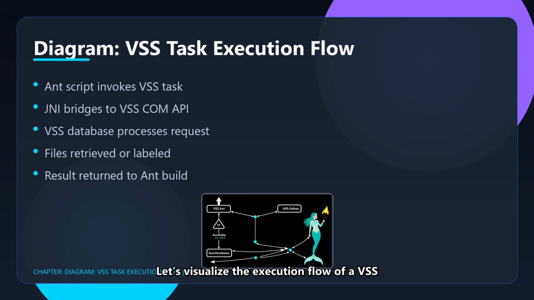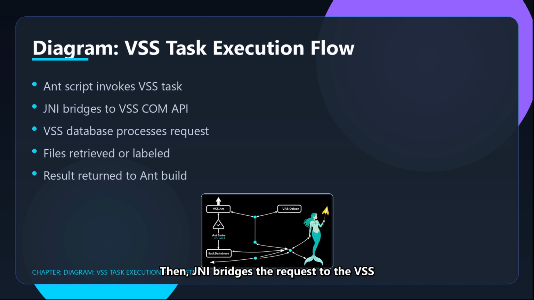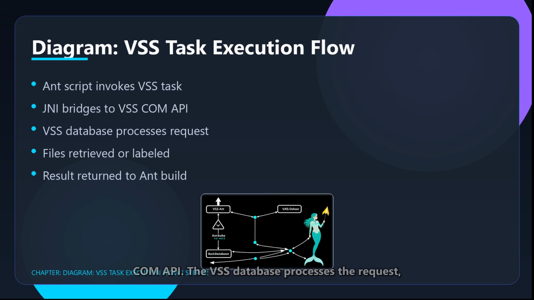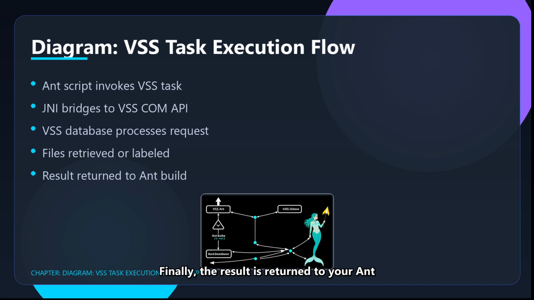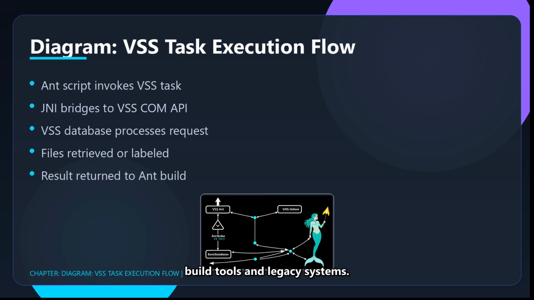Let's visualize the execution flow of a VSS task. First, your Ant script invokes the task. Then, JNI bridges the request to the VSS COM API. The VSS database processes the request, whether it's retrieving files or labeling a version. Finally, the result is returned to your Ant build. This flow ensures seamless integration between modern build tools and legacy systems.